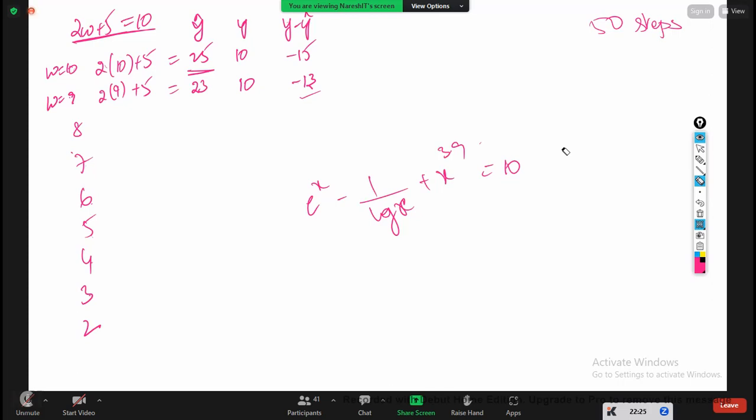If you are having x cube, you will take log on both sides. This one is nothing but log of e to the power of x minus log of x plus x to the power of 3.9. So I'll apply log on both sides, something you'll do like this. But how will you do that for the 3.9? For x cube that is different.